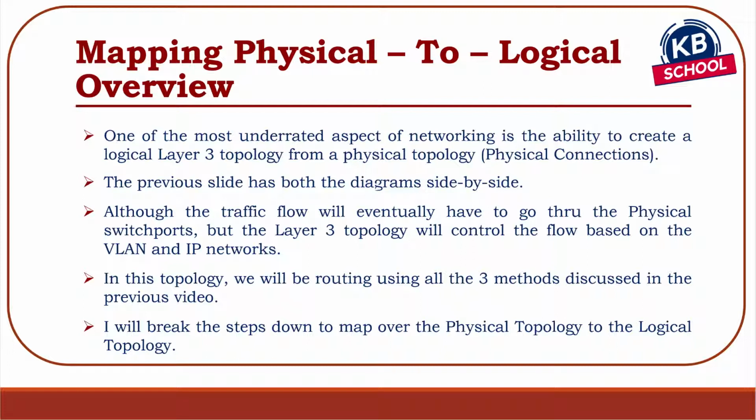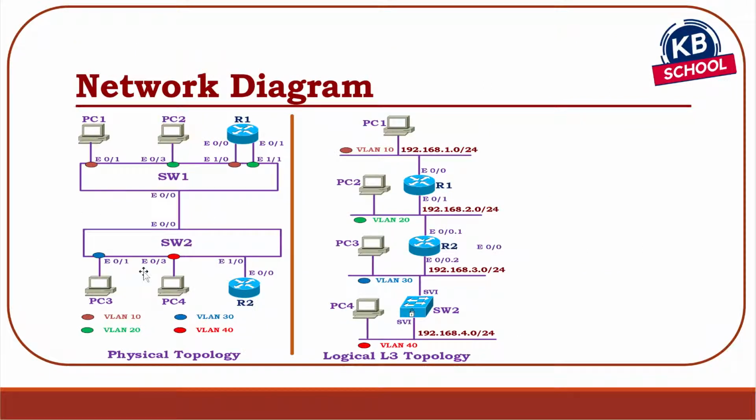One of the most underrated aspects of networking is the ability to create a logical layer 3 topology from a physical topology. And that's the one that I want you to be experts at. The previous slide had both the diagrams side by side, physical on the left side and the logical on the right-hand side. Once I get the logical topology, I really don't care about the physical. But to get to the logical, the layer 3 topology, I need the physical because I need to know where the ports are connected to.